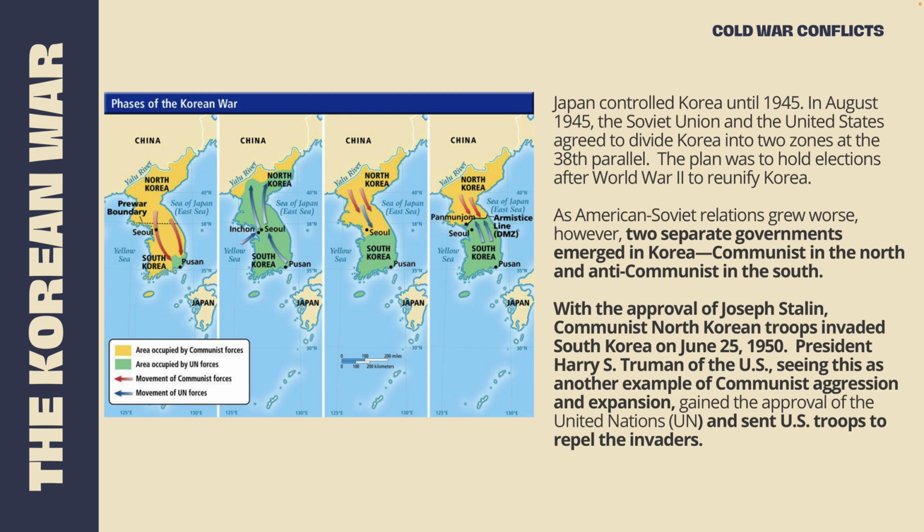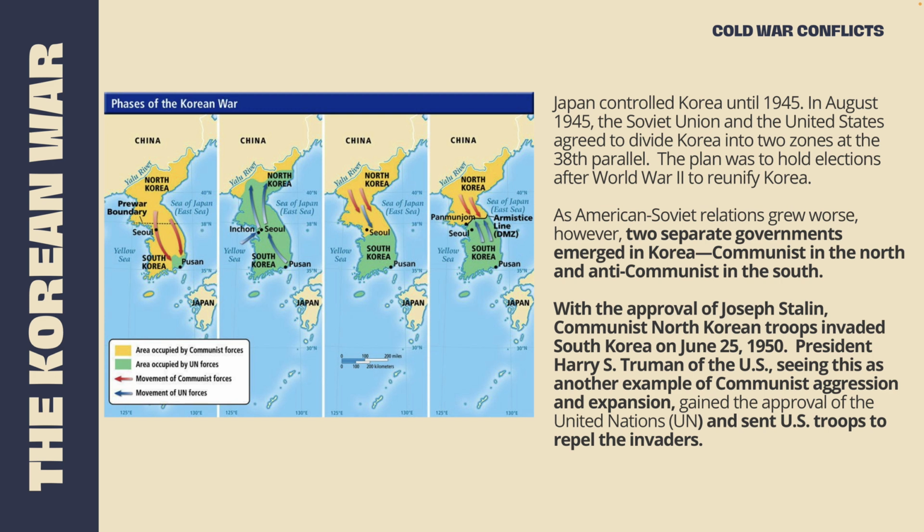Japan controlled Korea until 1945, after the end of World War II, right? So as allied powers at the time, the United States and the Soviet Union agreed to divide Korea into two zones along the 38th parallel. That's a latitude line, right? The plan was to unify Korea into one country, one state, right?